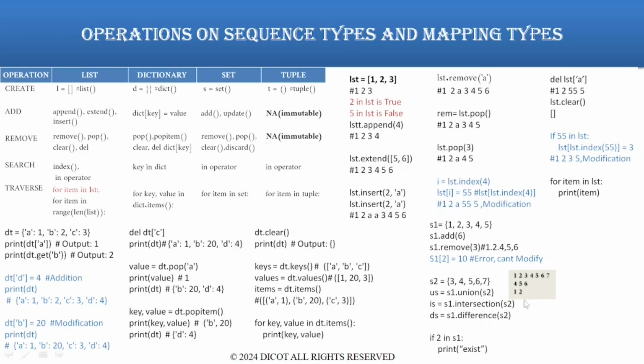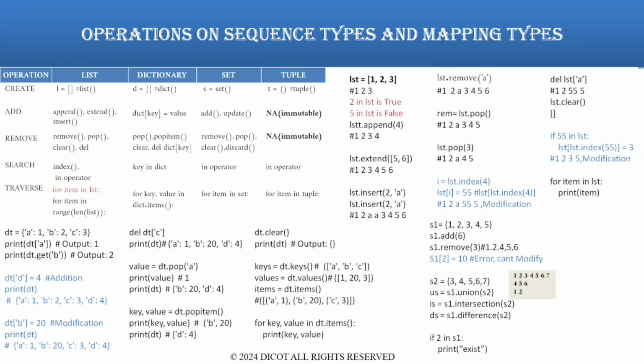We can check the presence of an element in a set using the in operator, the same way as we did for list. We can traverse the set using a for loop, the same way as we did for list and dictionary. Here we saw how we can add an element, remove an element, perform set operations, check the presence of an element, etc. So, this is about sets.